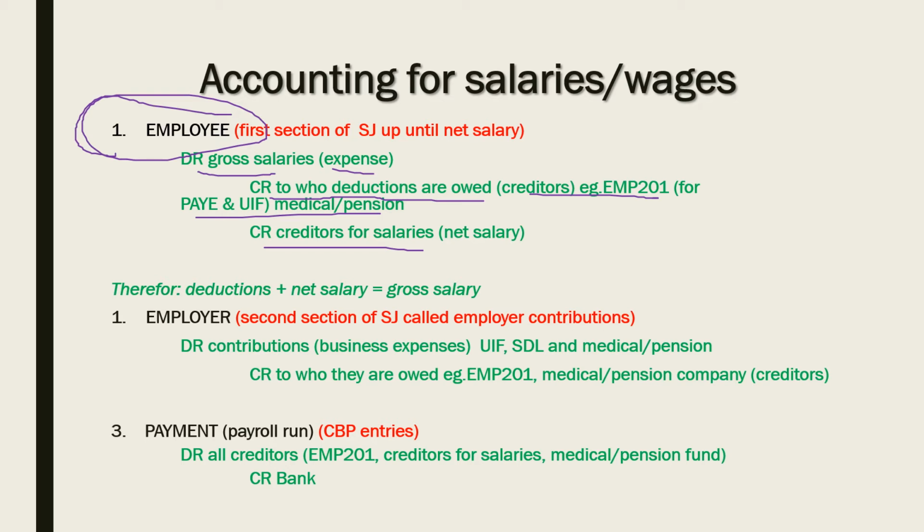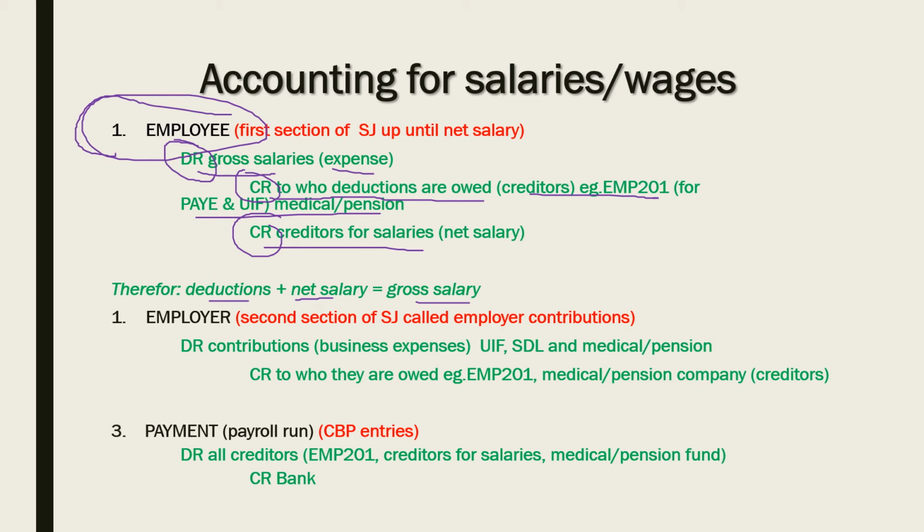Okay, you can see as a reminder, different to the previous slide, just swapped around. Deductions and net salary equals gross salary. Your 2 credits there and there equal your 1 debit. Okay, debit gross salaries before deductions, credit everyone that I owe the deductions to, as well as the remaining net salary to my employee. They are all creditors, they all meet the definition of creditors, which is people I owe money to. So that's why you can credit them.